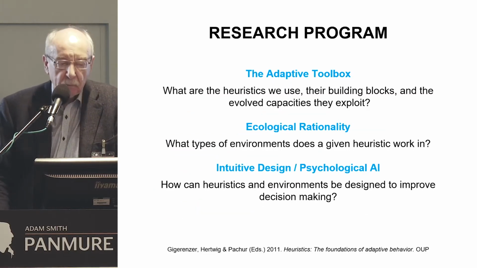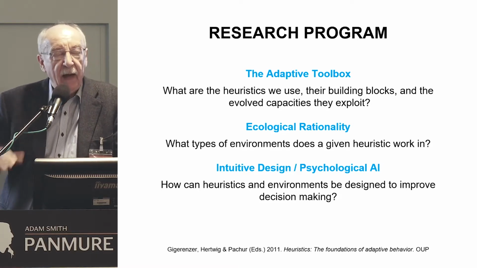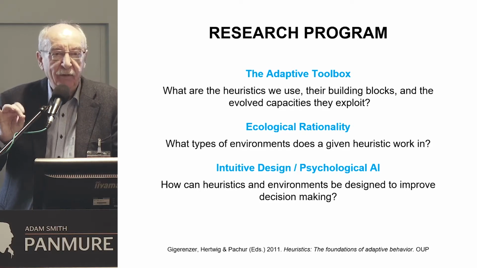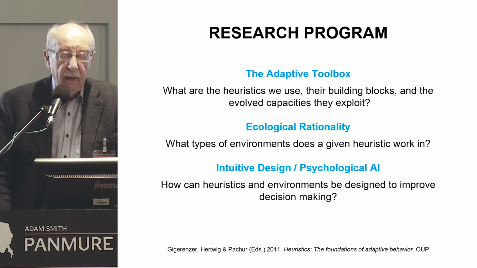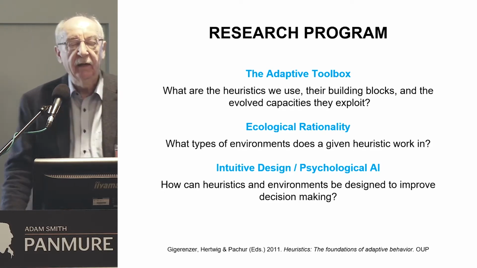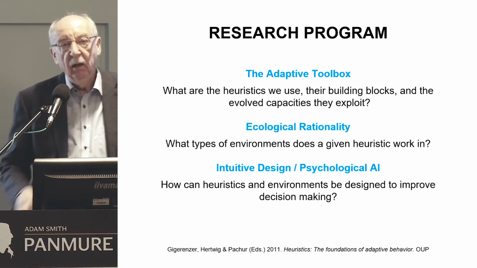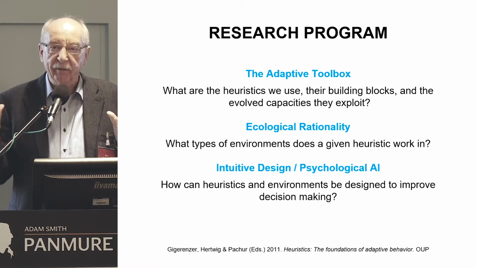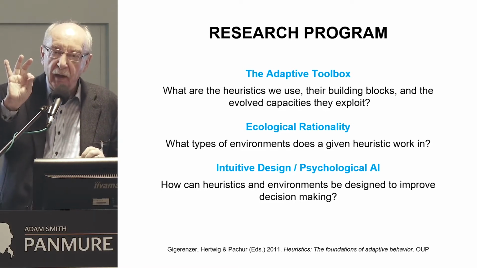That's a research program. A research program has three questions. The first one is descriptive. What's in the adaptive toolbox of an individual, a team, an organization, or an entire culture? And that can be social heuristics like imitate the successful. And that can be heuristics like those you have seen here. And in general, we are studying about half a dozen classes of heuristics. One is social heuristics. Another one is one-reason heuristics.